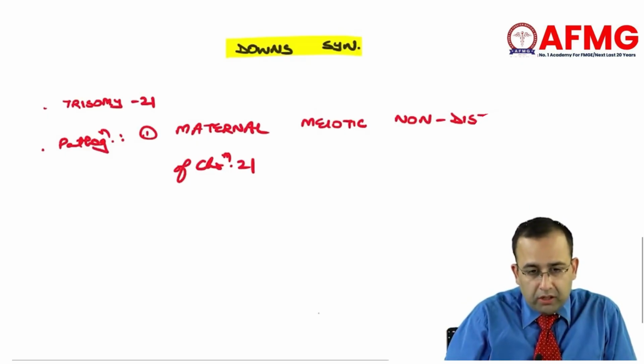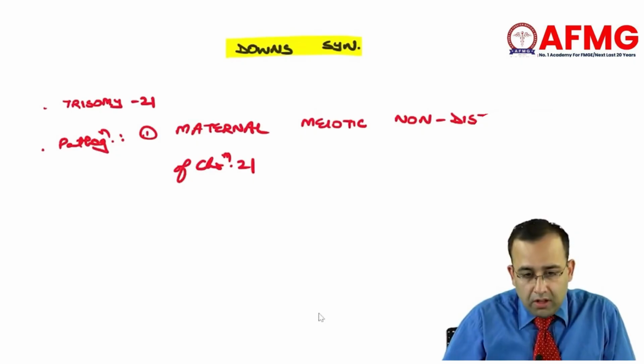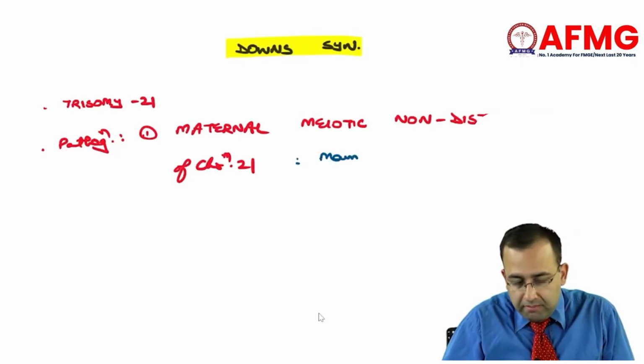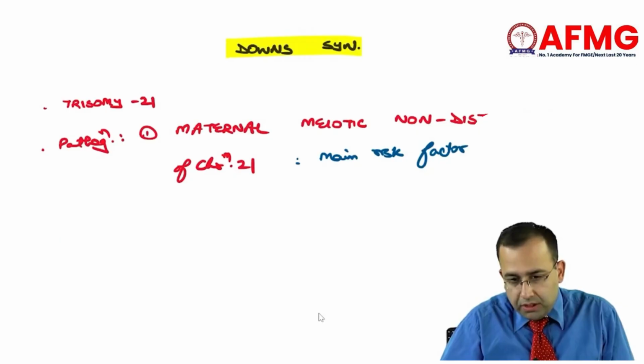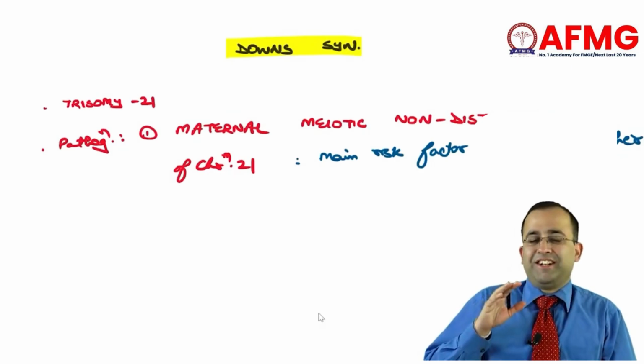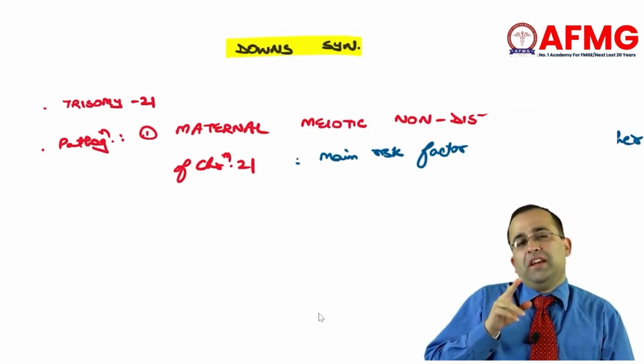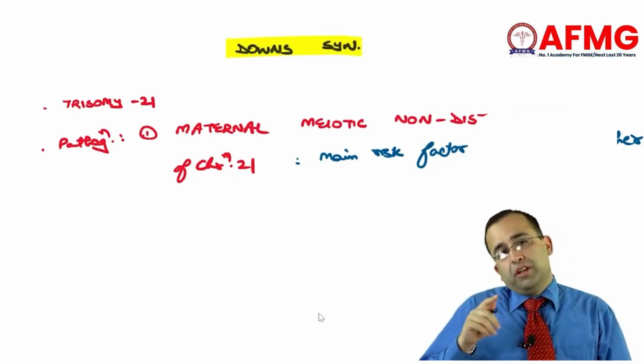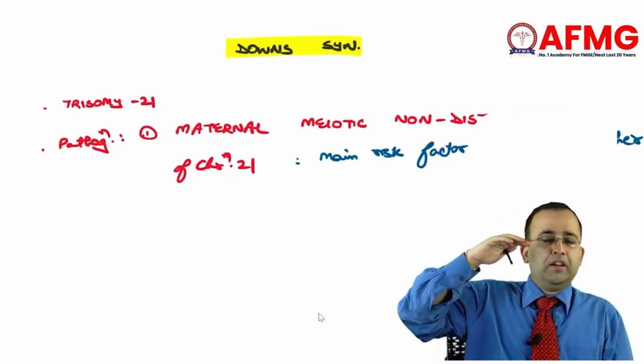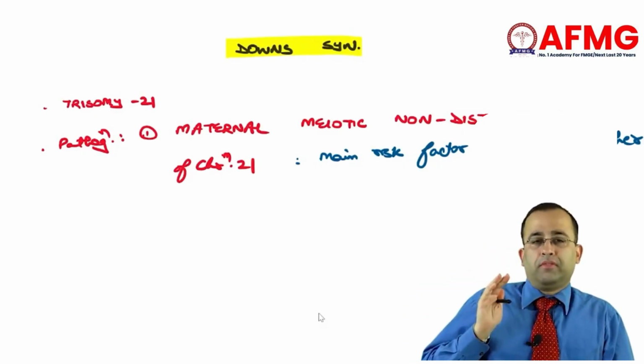क्यों नहीं डिसजॉइन हो पाया? What was the cause of the same? Main risk factor of maternal meiotic non-disjunction being increasing age of the mother. Father की नहीं. We guys have an advantage like that, I guess. Increasing age of the mother more than 35 years drastically increases the risk of Down syndrome.